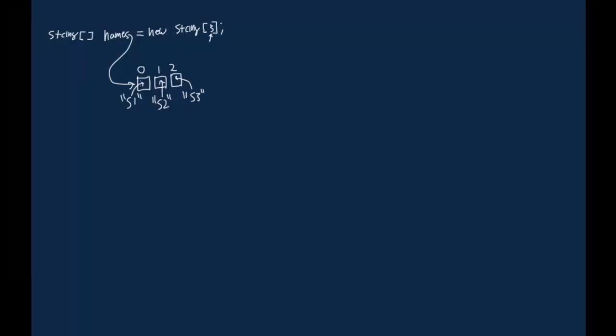We have 3 slots inside of this array. This array contains 3 separate, distinct values. They're all of type string. We know they're all of type string because we told the computer that they're of type string.